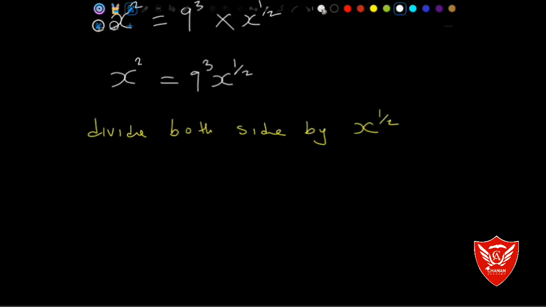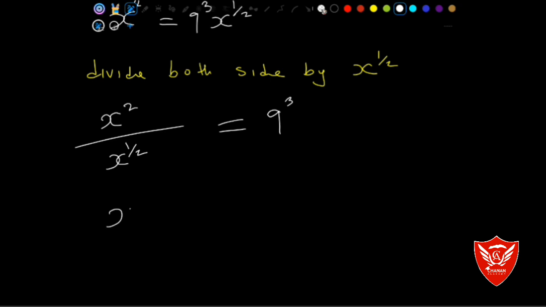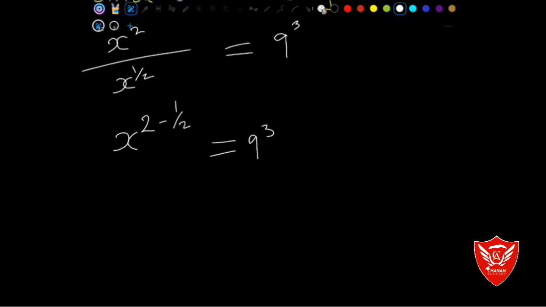So if we do that, we are going to have x squared over x raised to the power of 1 over 2 equal to 9 raised to the power of 3. Because if we divide, the half is going to cancel out the half. So we are going to have x raised to the power of 2 minus 1 over 2. Now, I hope you're not confused on why we are subtracting the power. We've talked about this in part 1, so please go and watch part 1. So this is then equal to 9 raised to the power of 3.